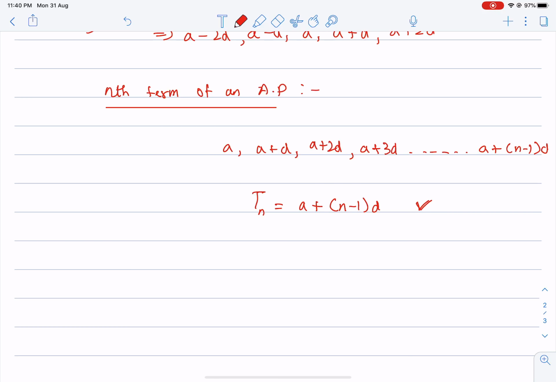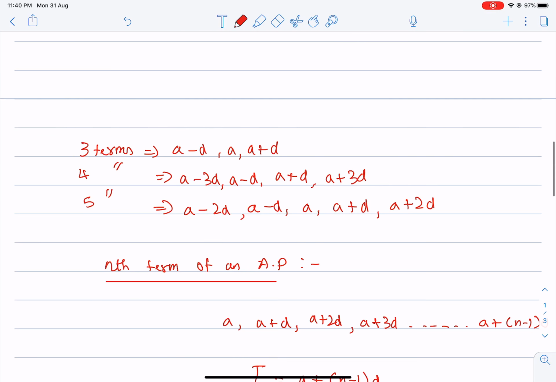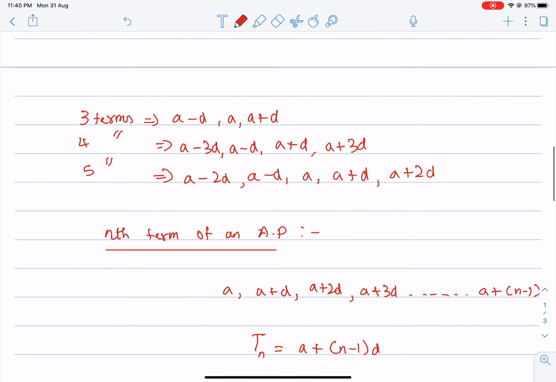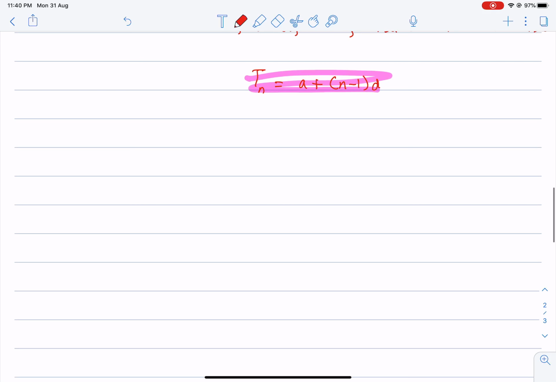Any doubts, please put them in the comment section. Another 2-3 minutes I'll take. I'll just clear one more small concept. After this, we have to do the sum of n terms. After the sum of n terms, we'll do a few questions. Then after that, I'll give you a really brief introduction to HP.